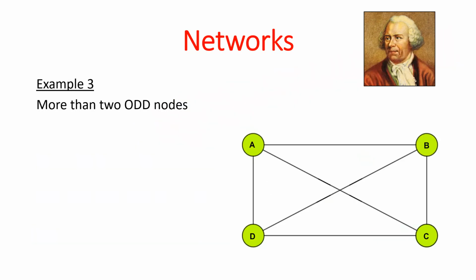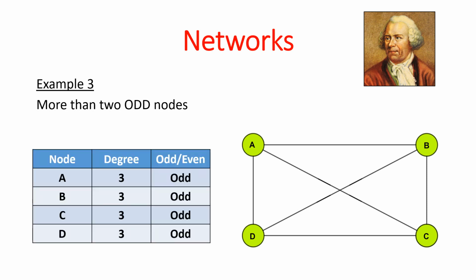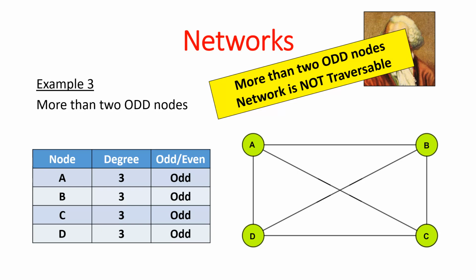Here's example 3. In this example, we have more than two odd nodes. We have four nodes and they all have a degree of 3. So they're all odd nodes. So we've got four odd nodes. And in this example, it's not traversable because there's more than two odd nodes. And as a quick example, let's see if I can demonstrate how it's not traversable. I'm starting from A to node C, up to node B, across to node A, down to node D, and back to node C. But notice I haven't traversed along the edge between nodes B and D, and I can't go back along the edges.